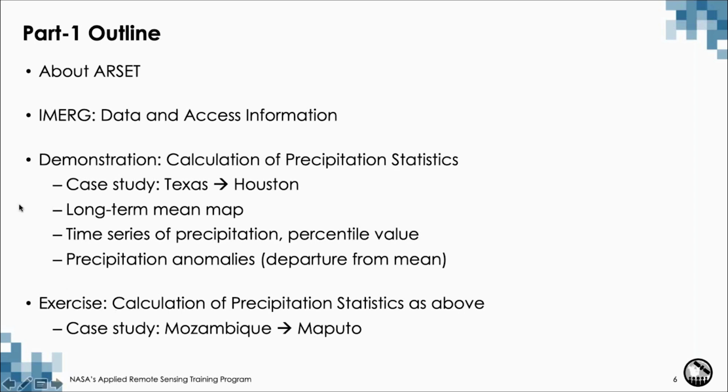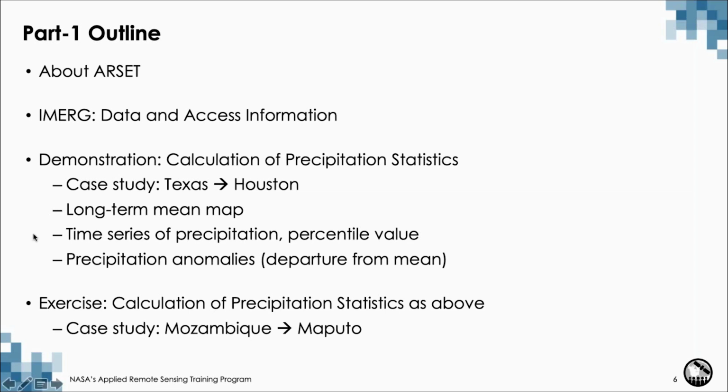Then we will have a demonstration of a case study and calculations of precipitation statistics. Today, we will be using web-based tools in QGIS to do so, and we will focus on the state of Texas, and then we'll go to a local scale, like the city of Houston. So can we understand how precipitation changed entirely over the state and then over the city, and how can you identify dry and wet periods based on precipitation statistics?